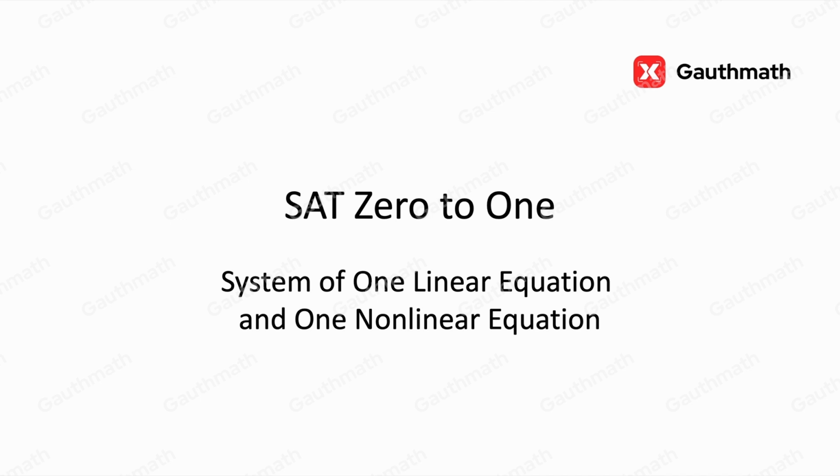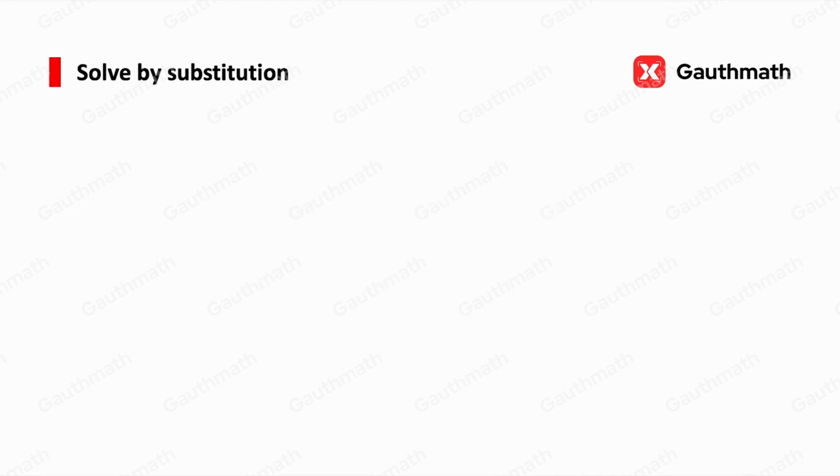In this lesson, we are going to talk about system of one linear equation and one nonlinear equation. The first method to solve this kind of system is solving by substitution. So we may use one question to demonstrate the whole process of solving this kind of system by substitution.